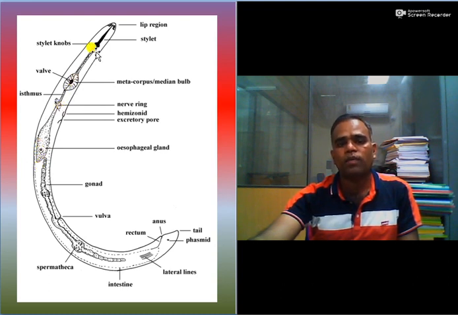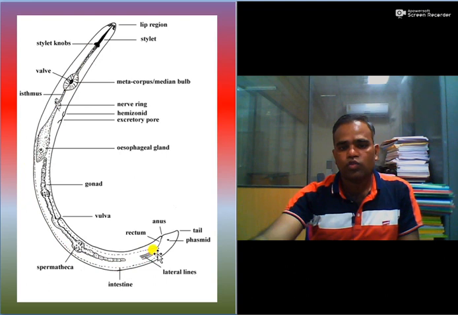So all this is about the esophagus, and then the intestine, shown by the point 1. This is the intestine of the nematode which enters into the rectum, and at the external end there is a pore called the anus. So this is all about the digestive system, which starts from the stylet or mouth and goes to the anus.